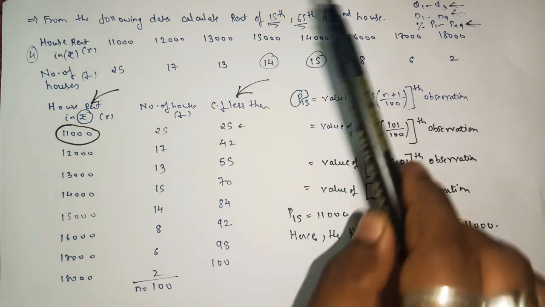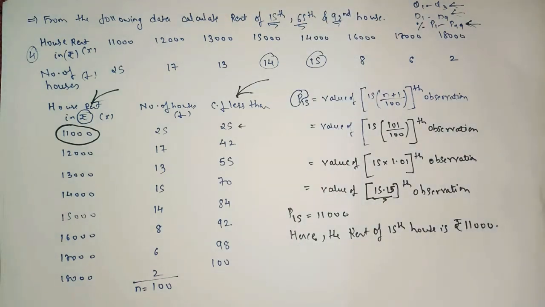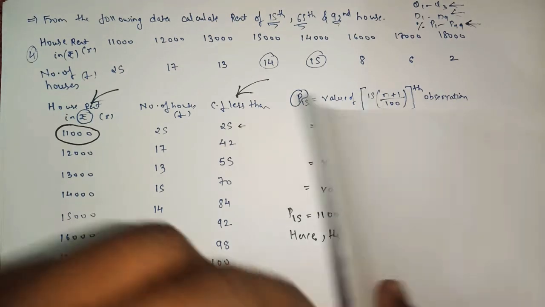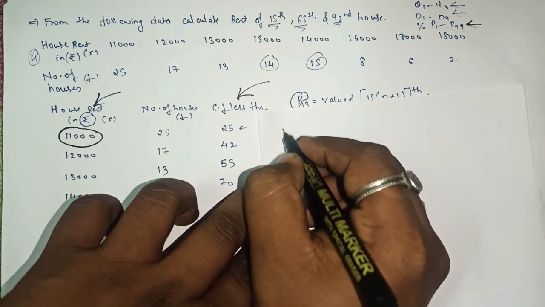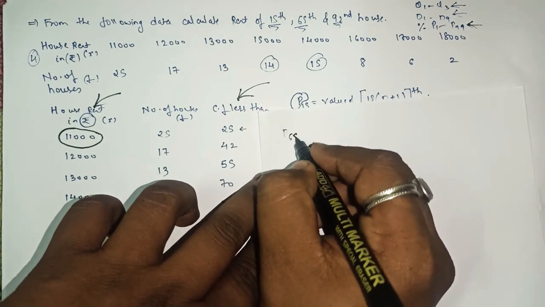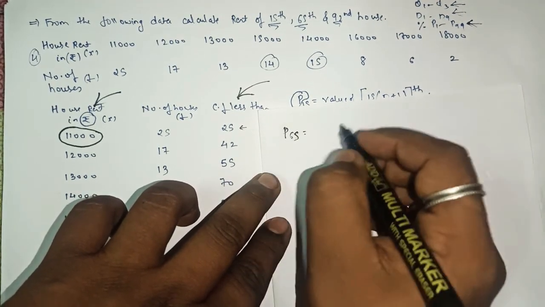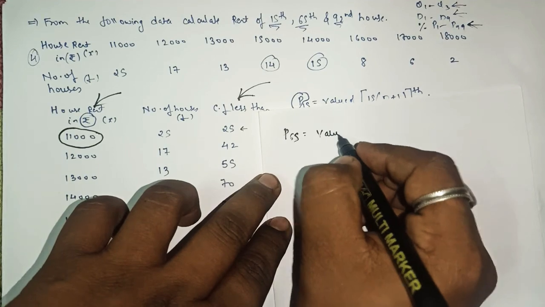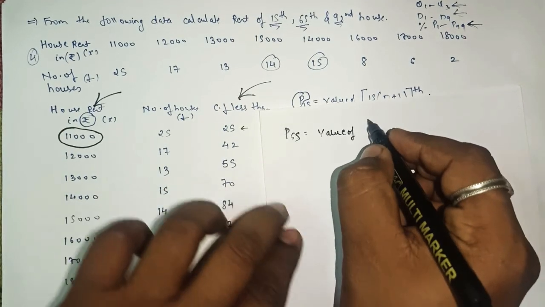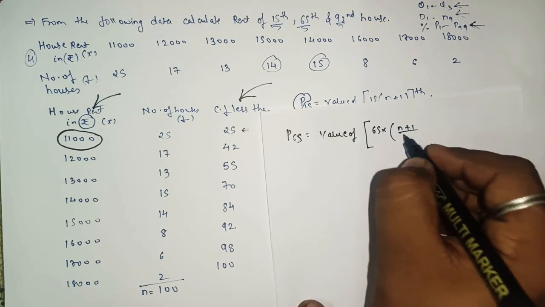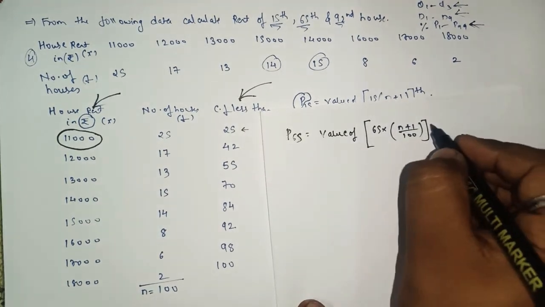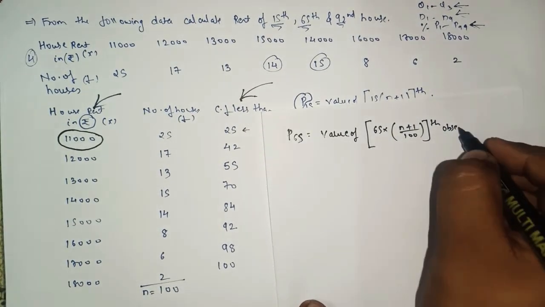Okay, then after that the second one we have to find is P65. So for P65 we'll write the formula. P65 equals the value of 65 into n plus 1 upon 100 th observation. Yes or no?